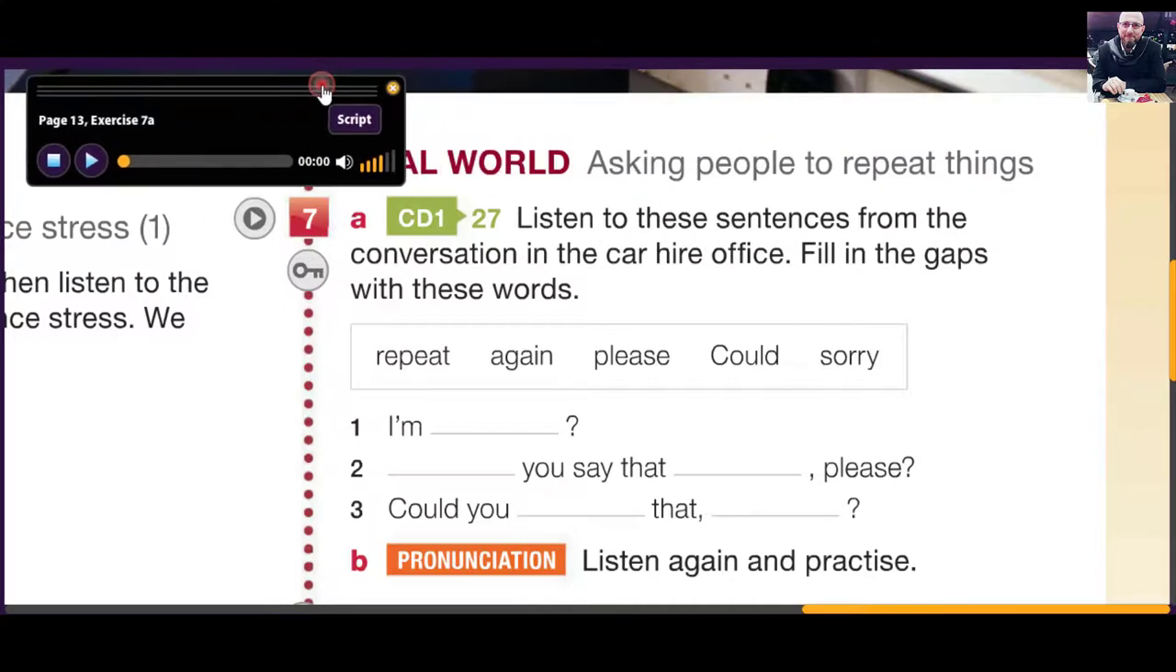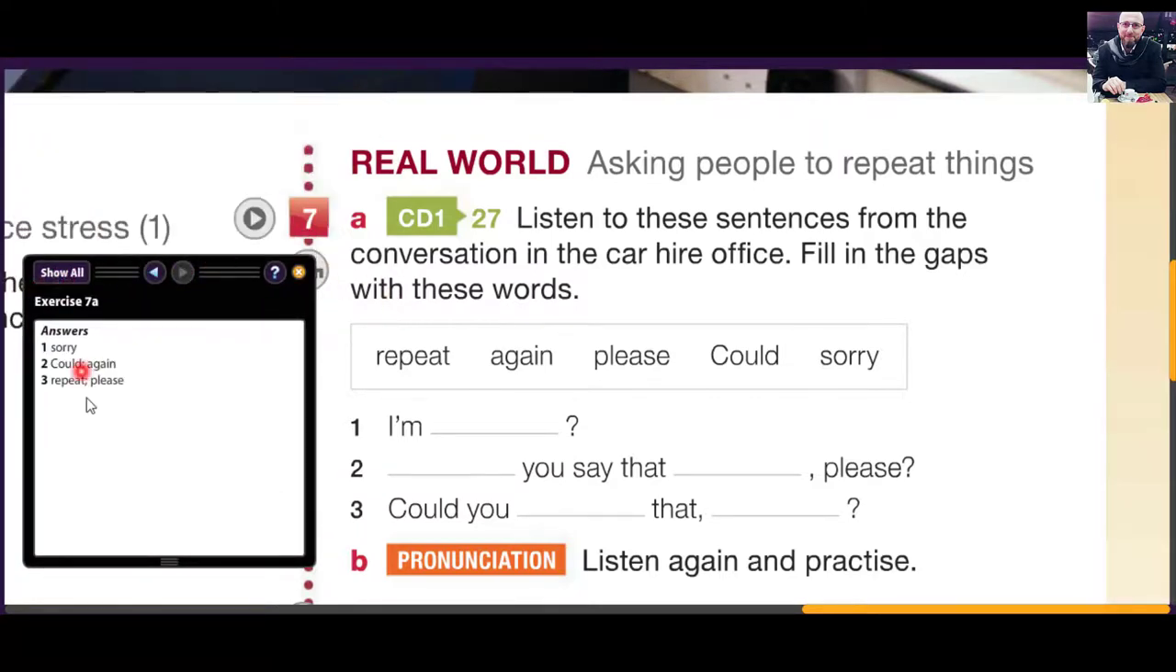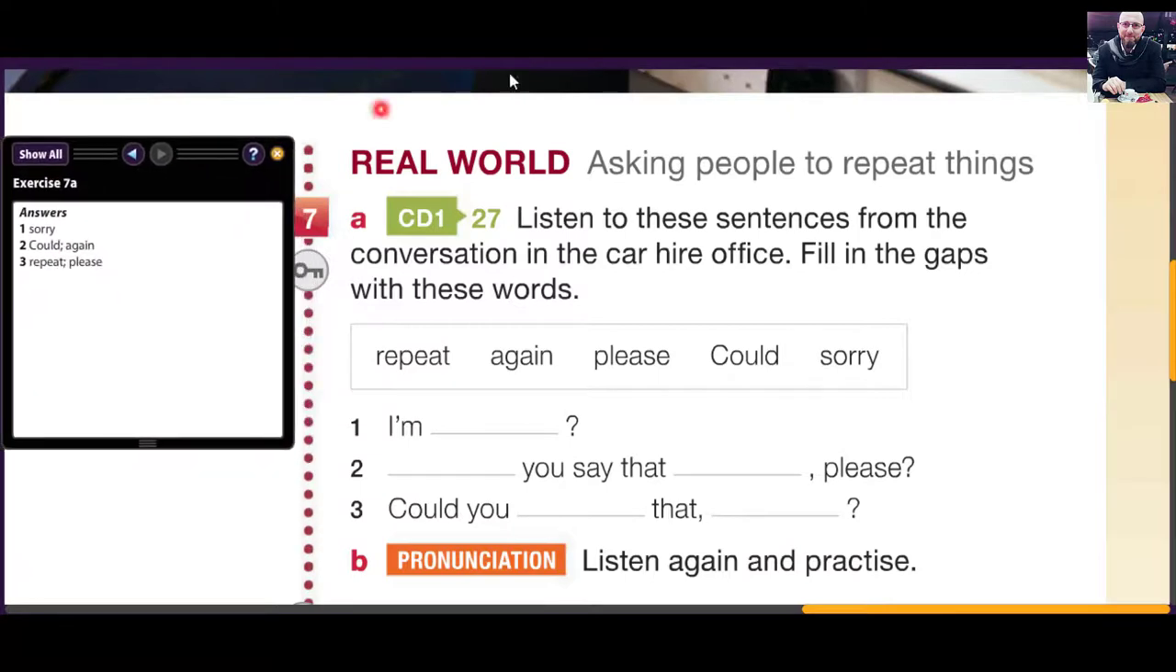Okay, you can repeat the recording again and do the exercise, and let's check the answers here. For one you say, I'm sorry, and you say it with the question away. Two, could you say that again, please, and three, could you repeat that, please. And here we have a note. When I say this, could you, people don't say could you, we say could you, could you. This is how people say it in the street: could you repeat, or here number two, could you say.